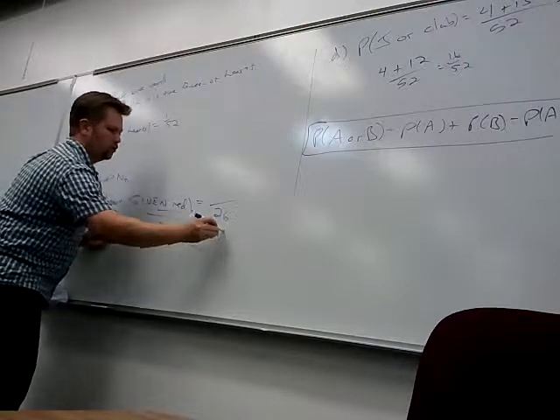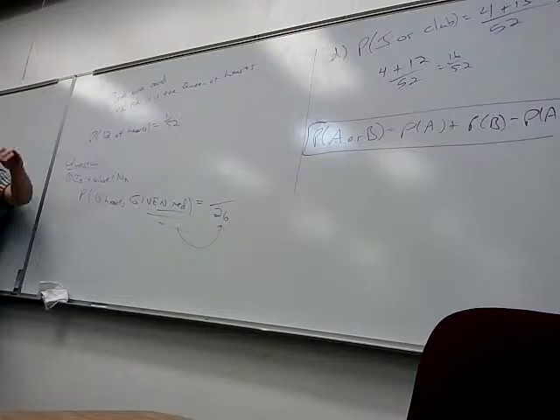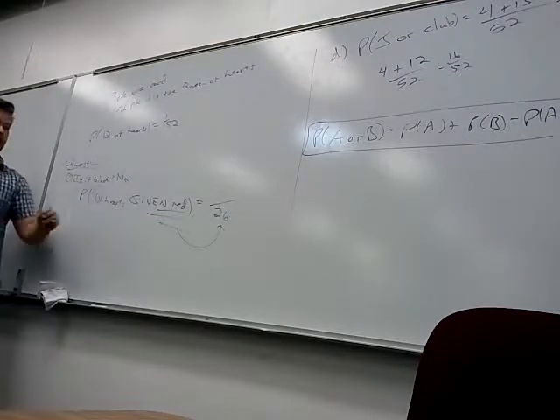Given red, that means there could only be 26 things it could be. So the only time the bottom isn't the total of everything is when you're given information. Then you can cut some things out. With me? So what's happened to our probability now? What's on the top?